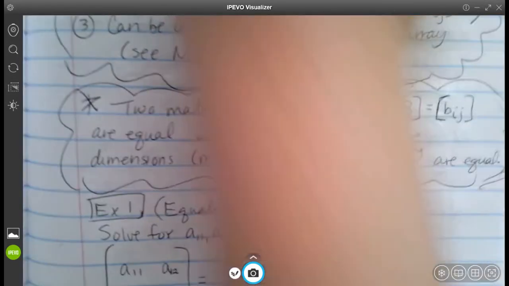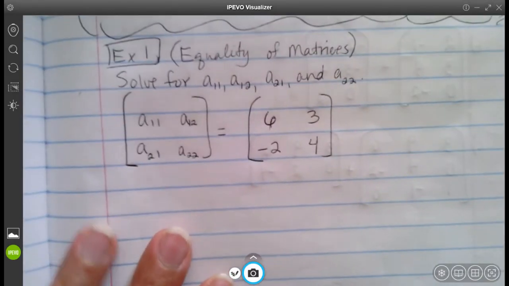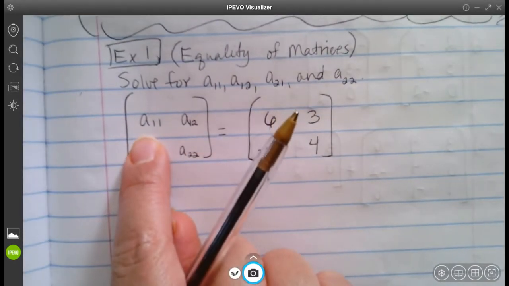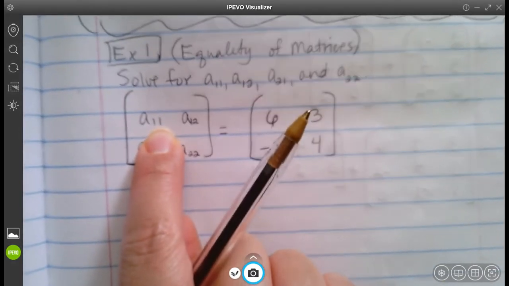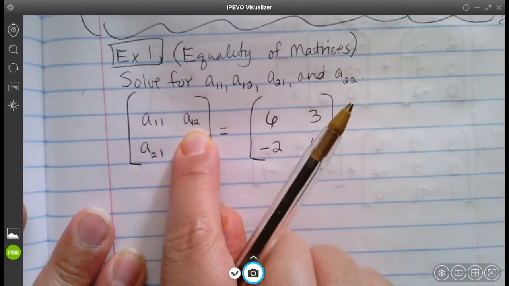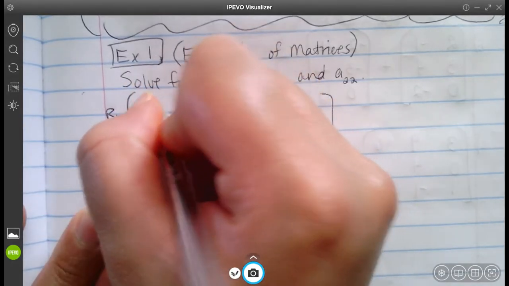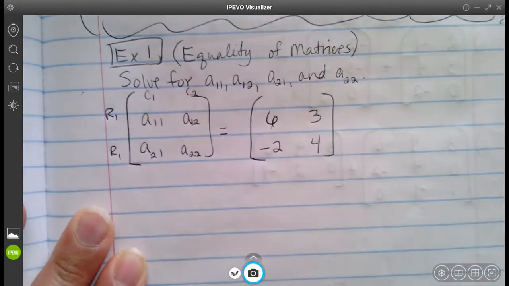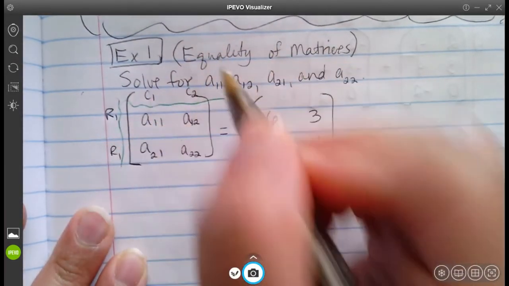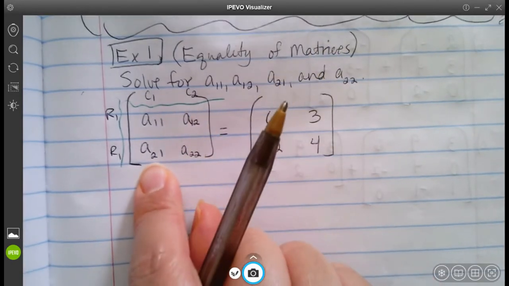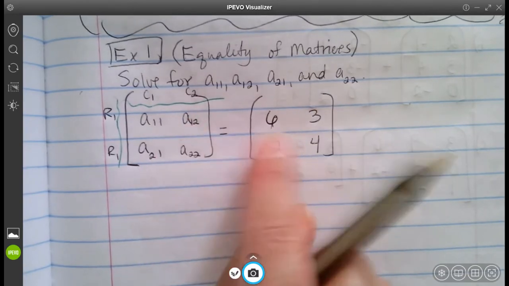So here we go. Equality of matrices, example 1. We're going to start off very slowly here. We are trying to solve for our A row 1, column 1 entry. Row 1, column 2. Remember, these are the rows. So this is row 1, this is row 2, this is column 1, this is column 2. You could think of it like that if that helps. But this is just on the side, so don't confuse it as part of the matrix. This would be row 2, column 1, row 2, column 2. Okay, so we're saying that these two are equal.